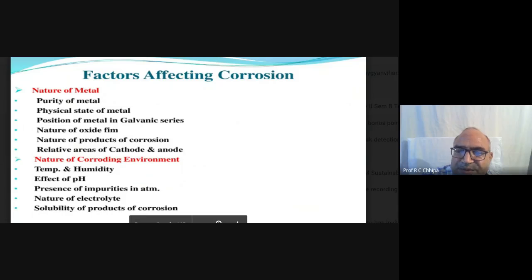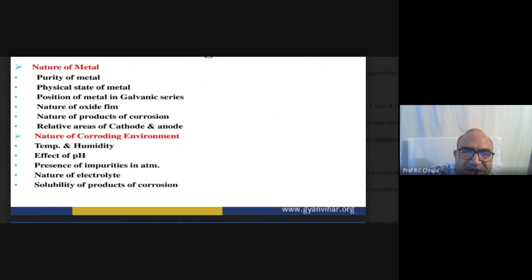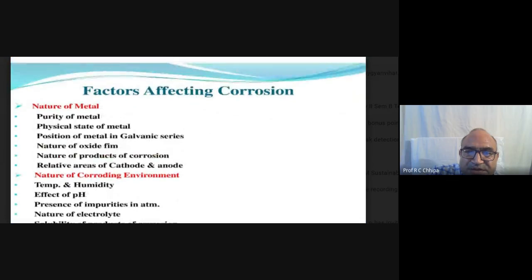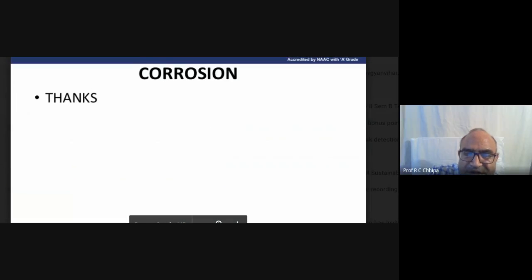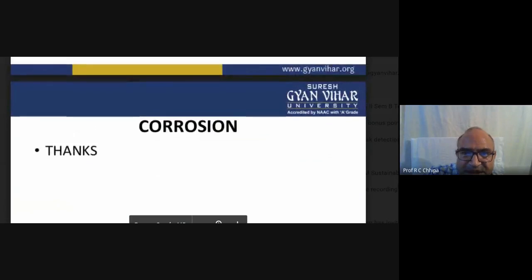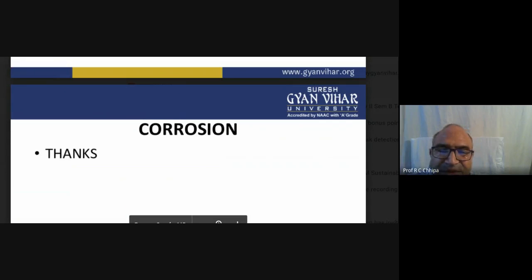If suppose aluminium, aluminium is surrounded with the oxide film. The nature of products of corrosion, what products are formed. The relative areas of cathode and anode, the nature of the corroding environment, temperature, humidity, effects of the pH, pressure, presence of impurities, nature of electrolytes, solubility of products. So these are also the factors affecting. So finally, we can give the answer that most important is the corrosion.